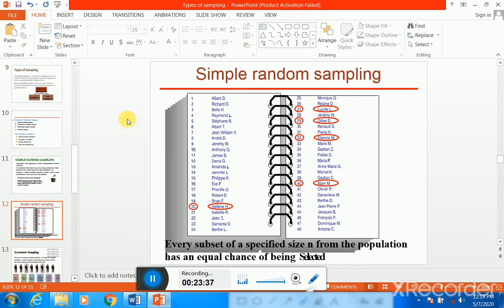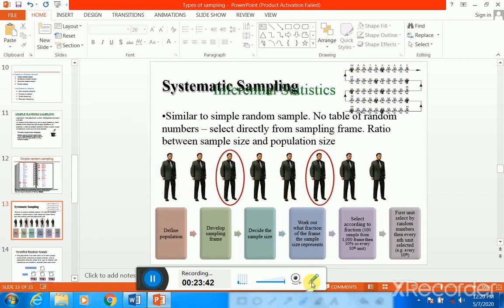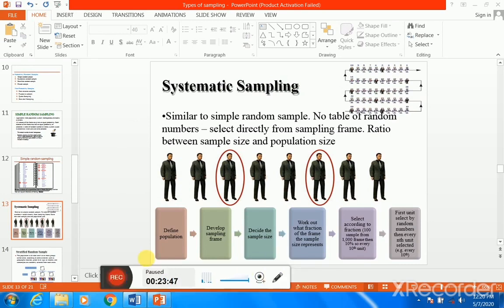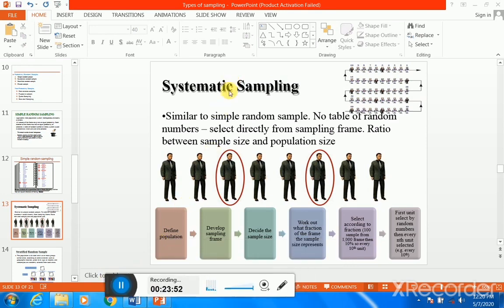Now the next type, which is known as systematic sampling. If you notice, systematic, by the name it is clear: according to a system, according to a method, according to a formula, according to an equation. Simply, it is sampling where we select the samples according to a technique, according to a formula, according to a system.